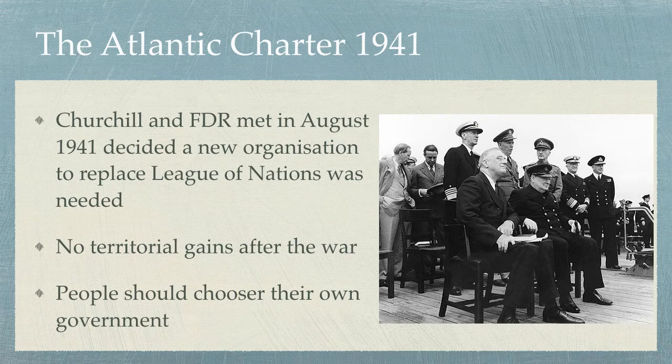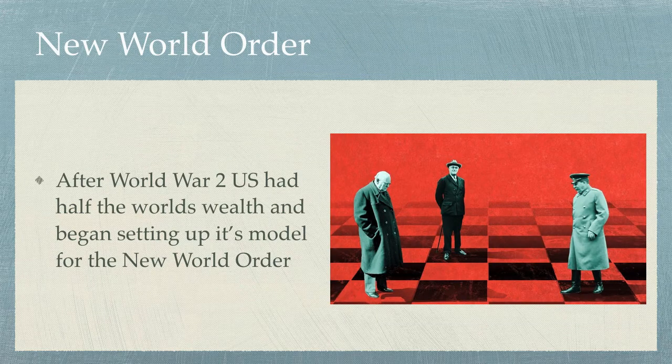They issued a document known as the Atlantic Charter, stating that neither country should claim territorial gains after the war, and that people should be allowed to choose their own government, and for this new organization to help stop future wars. Of course, after World War II, the world found itself with two countries having emerged as superpowers, the United States and the USSR. And in 1945, the US had half the wealth of the world and began setting out its model for a new world order.